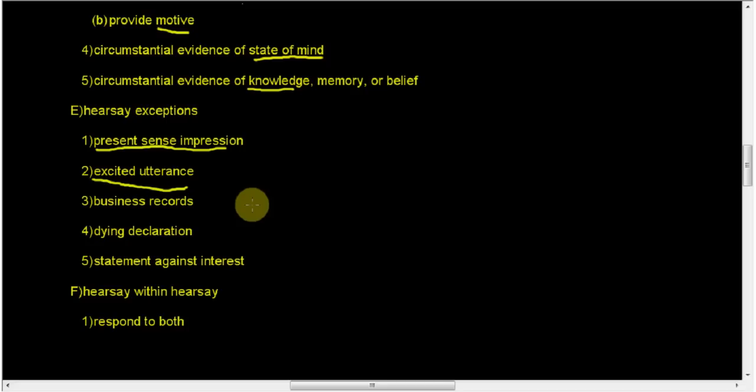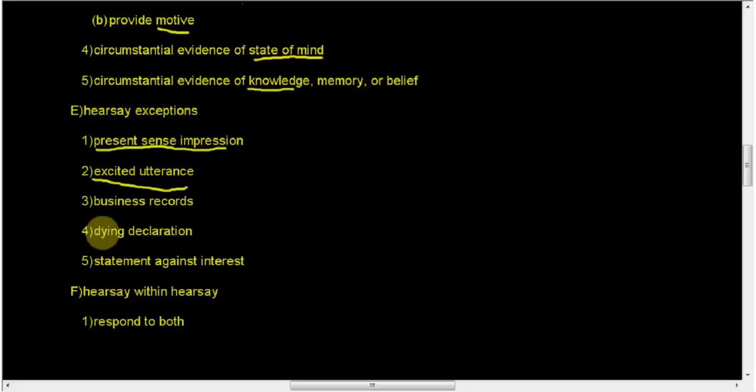So, an example of this is a mother who yells, "Help me! That car just hit my son!" That would be an excited utterance because, one, it is responding to an external stimulus. Two, the mother is under the influence of that stimulus. And three, the statement is related to that event, the event being the car hitting her son.